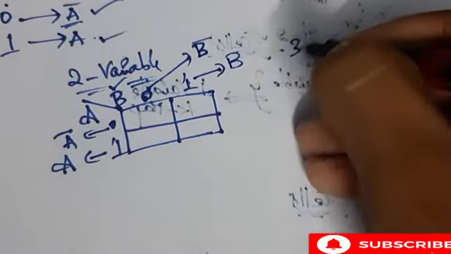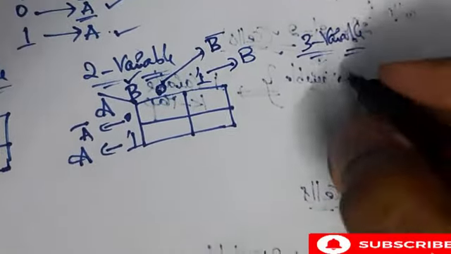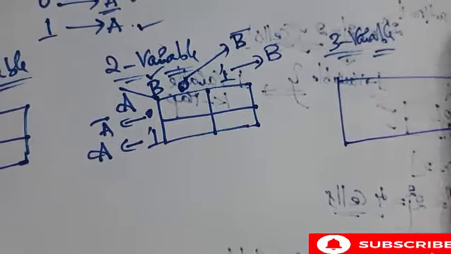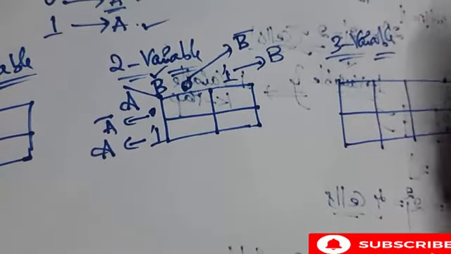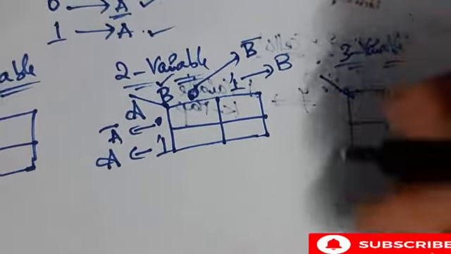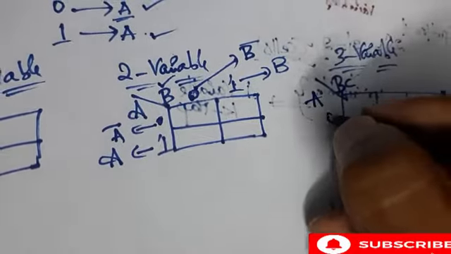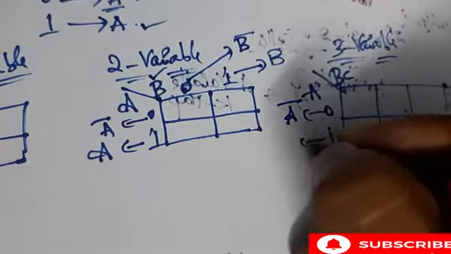Let's see the three variable, that means 8 cells will be there. 1, 2, 3, 4. This will be the A, B, C. 0, 1. This will be the A bar. 1 means A.